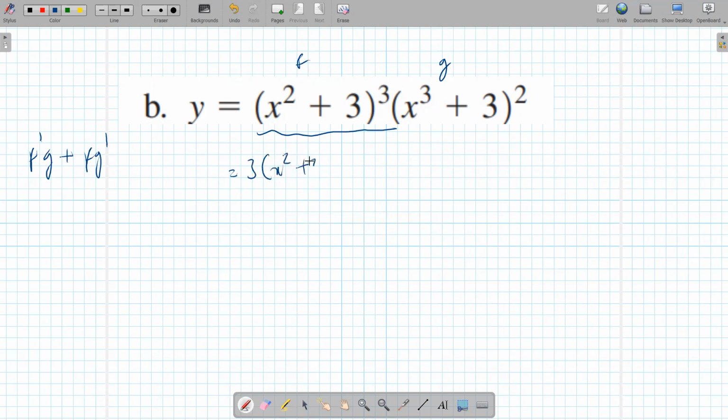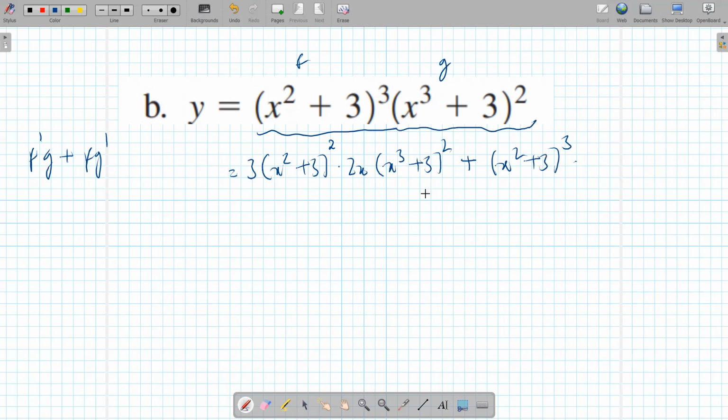Like this. What's going to be the new power? Squared. And then you multiply this by what? 2x. There we go. So that's just f prime so far. And then it says f prime times g. So it's going to be times g like this. That's f prime g plus f, the first guy as it is, times g prime, right? What's g prime?